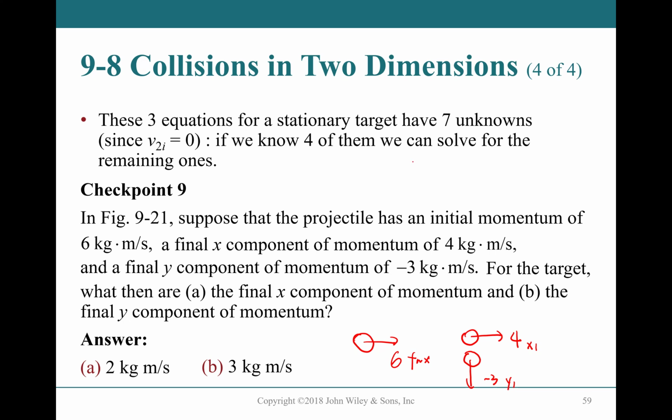So you should have initial 6 equal to 4 plus p2x, and this is for the x direction, right? And for y, the initial is 0, and it equals -3 plus p2y. So you are going to get 2 for p2x, and you are going to get 3 for p2y. It should be the momentum for the second object, the target, for the y direction.